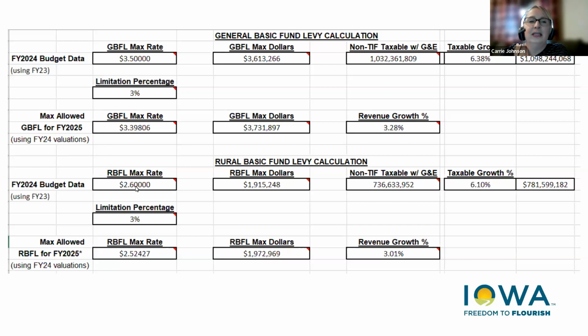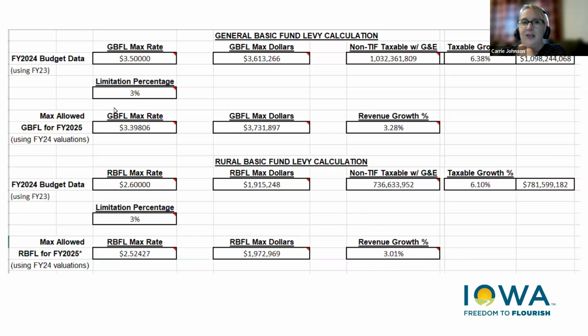Again, in this instance, they are levying below the max. They're 1.9 in dollars. 736 is their valuation, grows to 781, again a little over 6%. So it puts them in the 3% limitation category. We back them into a new rate that's lower and limit their growth to about that 3%. So essentially kind of cutting the potential growth in half from what it would have been. So that's just a couple examples.